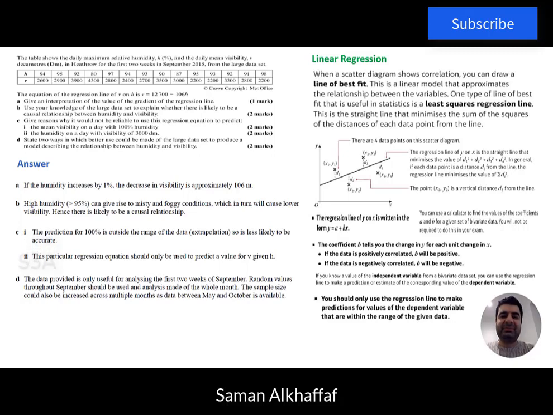The sample size could also be increased across multiple months, as data between May and October is available. So these are areas that we will need to explore to improve the results and also improve the model that we have. So this will be our response for this question.